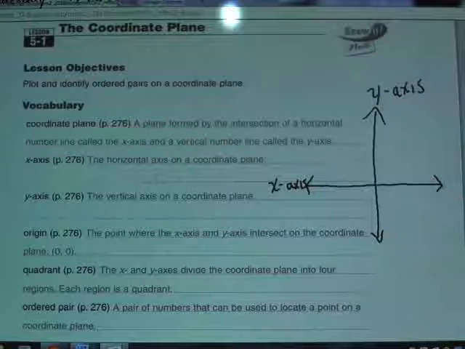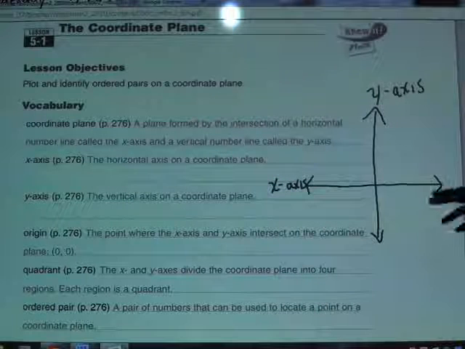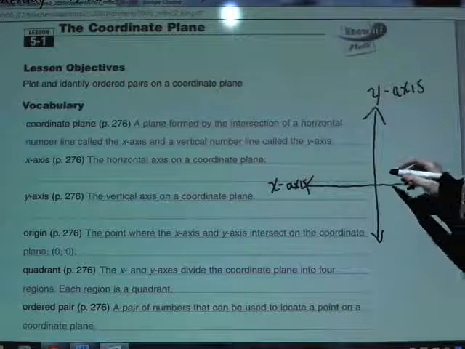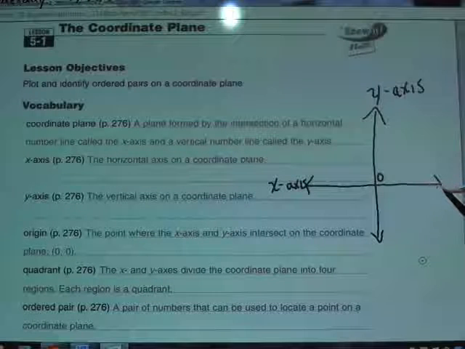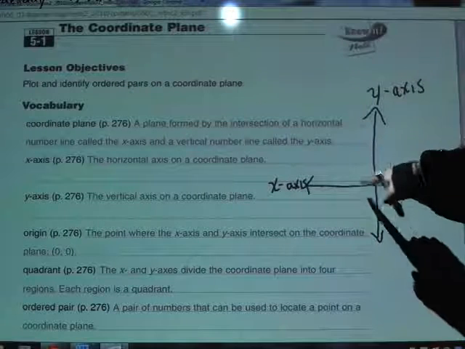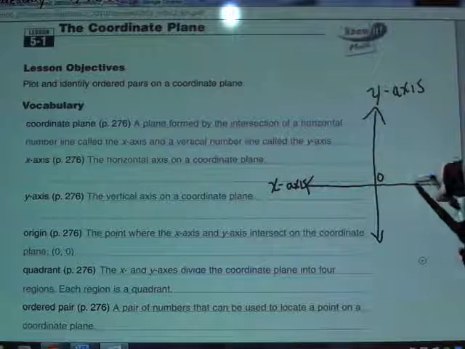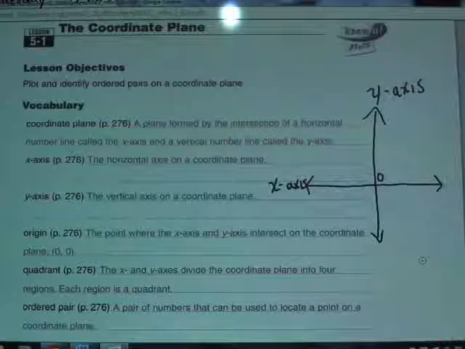Now, the number lines are pretty basic because the x-axis is set up just like a traditional number line. And where that intersection point is with the y-axis, that's the point 0. So the positive numbers like 1, 2, 3, 4, and 5 are going to be out here to the left. The negative numbers are going to be out here to the left. I'm sorry, positive numbers should be to the right, 1, 2, 3, 4, 5. Negative numbers to the left, negative 1, negative 2, negative 3, negative 4, negative 5.